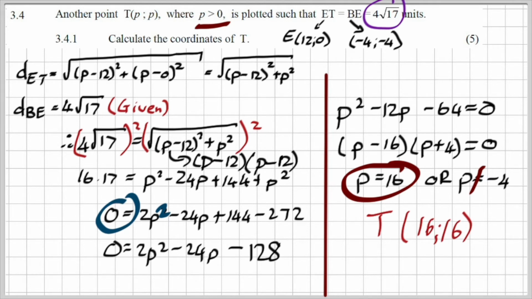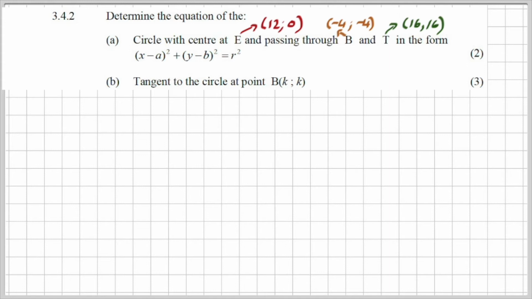If I now look at the rest of the question, okay, so I've got now T, I've got E, I've got B. I'm going to look at 3.4.2. It says determine the equation of the circle with center E. So (12, 0) is going to be my center. And it passes through both B and T. So if I look at my first question, I'm going to substitute the 12 into the a for my circle and the 0 into b because they tell me it's the center of the circle.